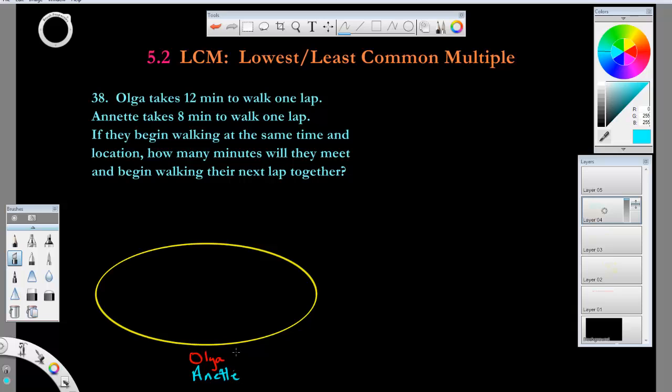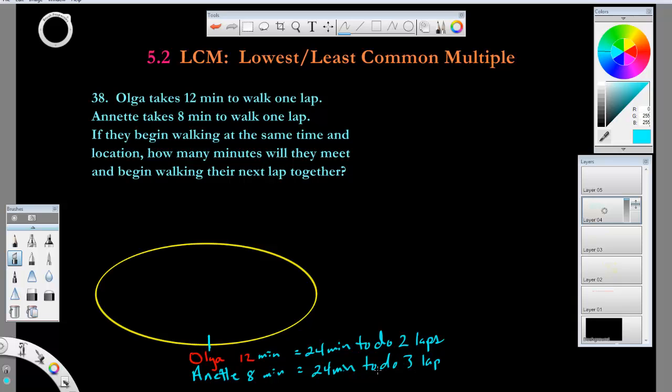Olga is going to take 12 minutes to walk a lap. So she takes 12. Annette takes 8. And it wants to know if they start right here and start doing laps, when do they meet up again? Well, this is a least common multiple question because, if it takes 12 minutes and 8 minutes, the second time around, it's going to take Olga 24 minutes. So let's just make a note of that. 24 minutes to do 2 laps. And it's going to take Annette 24 minutes to do 3 laps.